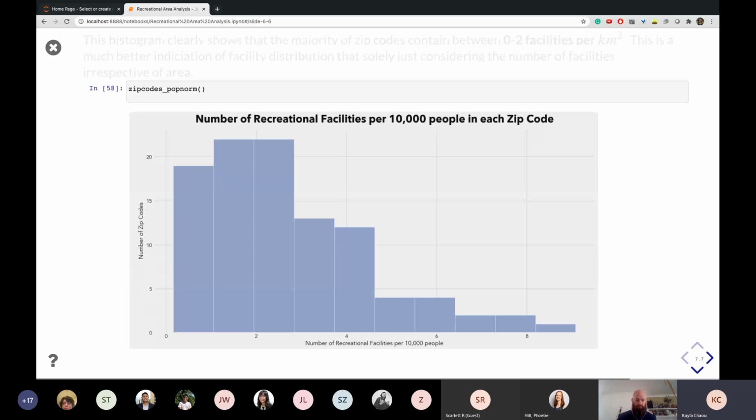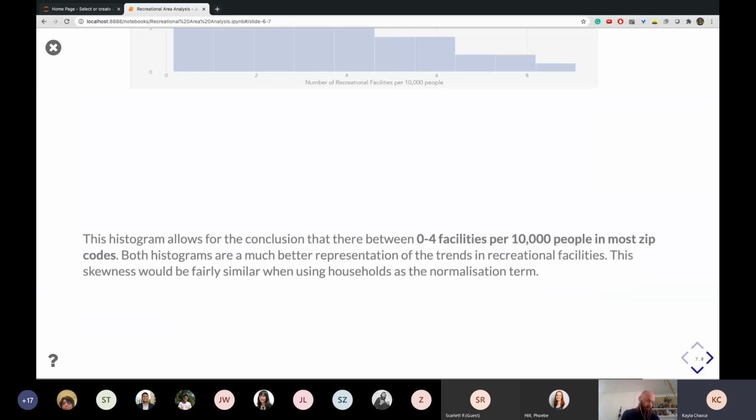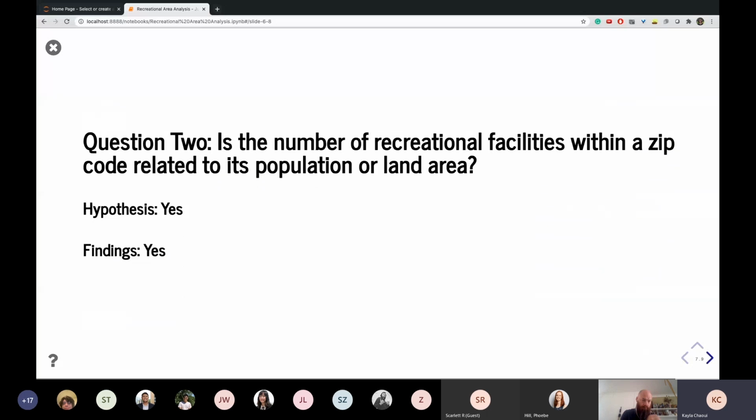My last plot explored a similar concept, but normalized the facility count according to population. Similarly, there's a strong trend displayed on this histogram, concluding that most zip codes have between 0 to 4 facilities per 10,000 people. And to answer my second question, yes, there seems to be a lot more of a trend with population and land area, especially when normalized.